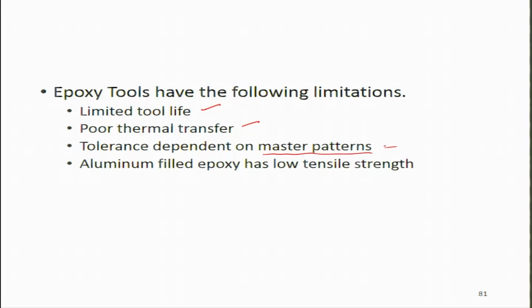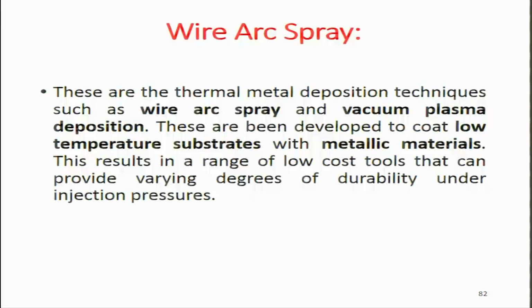If the urethane pattern that you are formulating from the previous run has a certain surface issue or a surface tolerance issue, it may need to be machined in order to serve as a core for this new epoxy pattern that you will be building. And obviously aluminum filled epoxy has low tensile strength, so the overall mechanical properties of the mold are also severely compromised if we talk about epoxy tools.